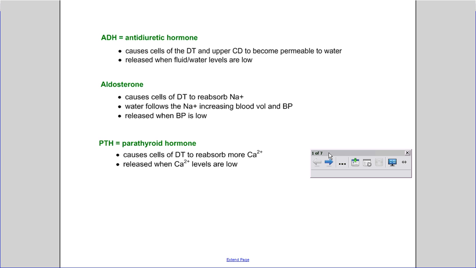Okay, so parathyroid hormone is going to cause reabsorption of calcium when your body needs it. Okay, in that last section. So that's the special reabsorption. So now we're going to look at the schematic diagrams.